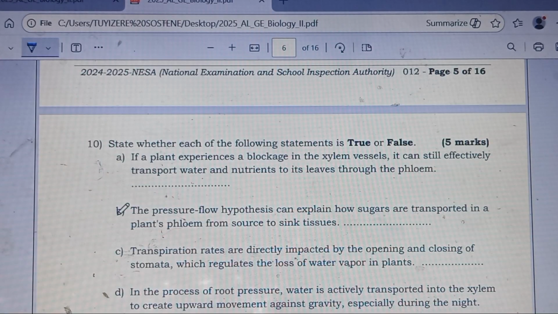Question number 10. State whether each of the following statements is true or false. A. If a plant experiences a blockage in the xylem vessels, it can still effectively transport water and nutrients to its leaves through the phloem. That is question number 10 A. Here it is false.